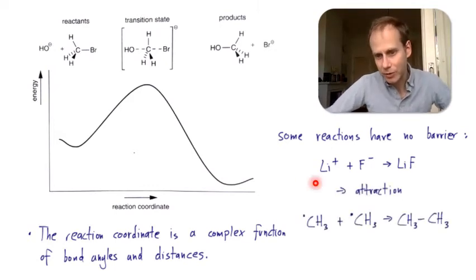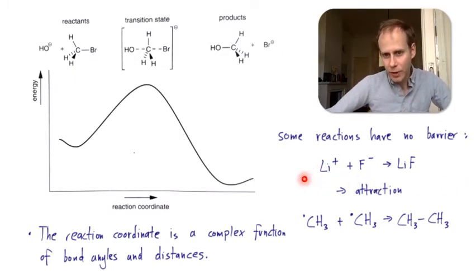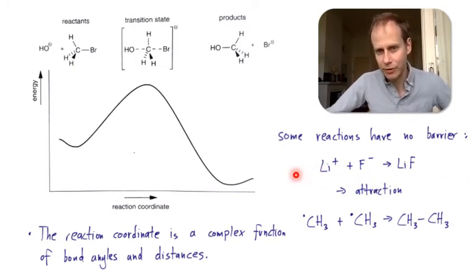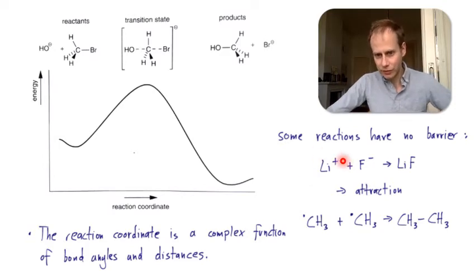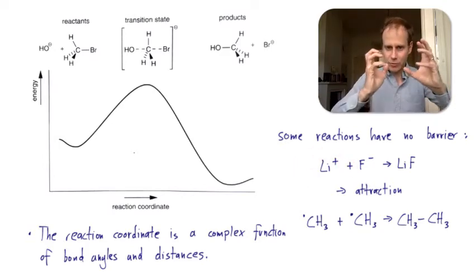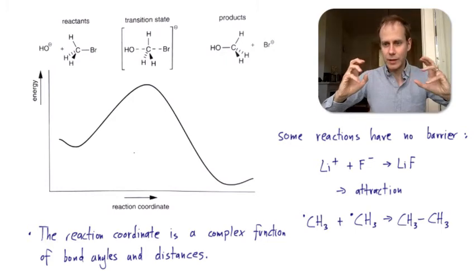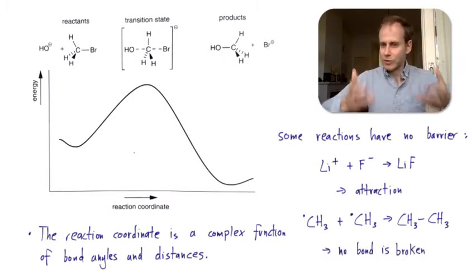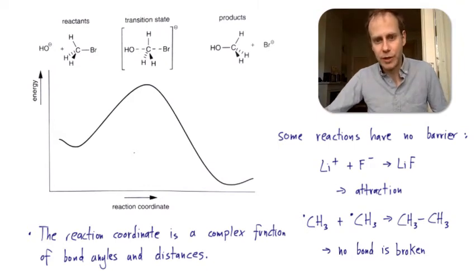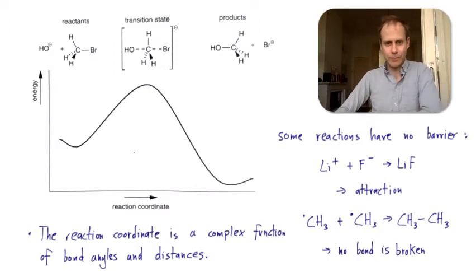And here's another example of a reaction without an energy barrier. These are methane radicals with an unpaired electron. And if these two unpaired electrons come together, they immediately form a bonding molecular orbital. And so for this to happen, no bond really needs to be broken, and it really doesn't cost energy. You go just from reactant to a product state. But most chemical reactions have such an activation energy that needs to be overcome first.